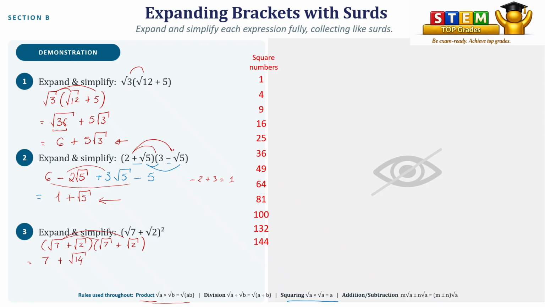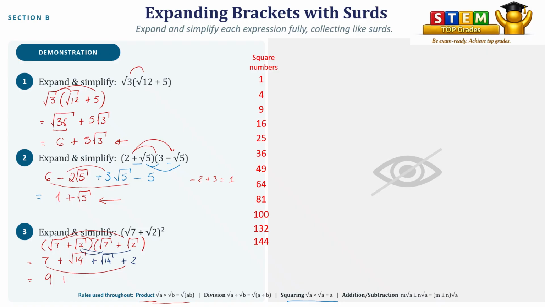Next one is going to be root 2 times root 7. So that's going to be root 14 again. And then you're going to have root 2 multiplied by root 2, identical surds, which ends up with just a number. Now, what we're going to work with is combining like terms. So the 7 and the 2 will be combined together. So 7 plus 2 is 9.